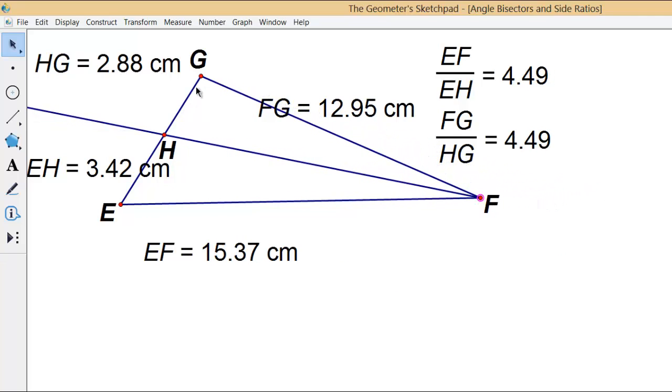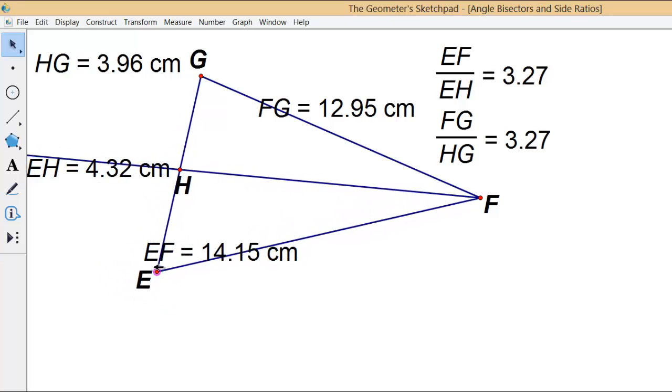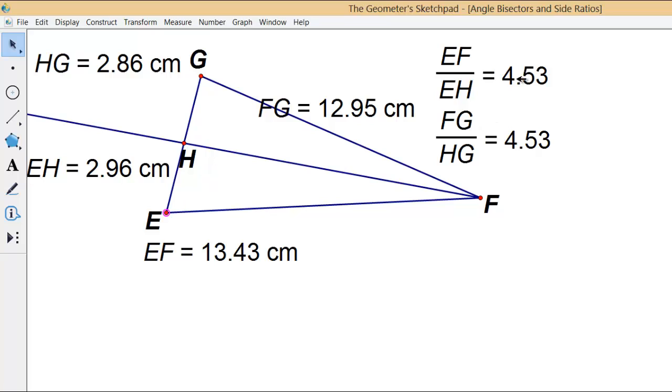Notice that HG, which is right here, from this point to this point, is 2.88, and HE is 3.42. So those segments are not equal, but the ratios are. So we have 4.49. So I can move this, keep an eye on these ratios, they'll always stay equal.